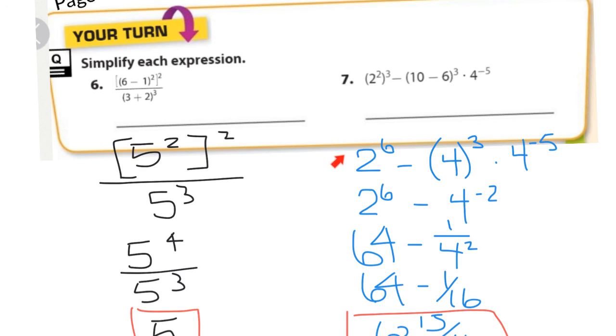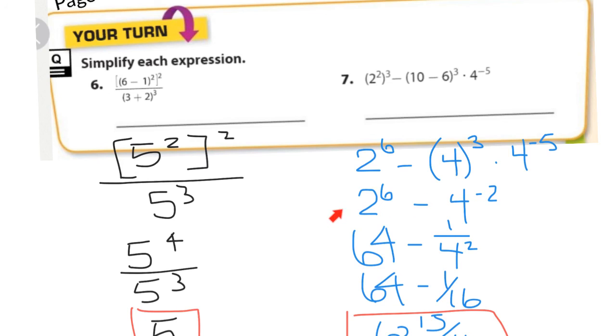Okay, 2 to the 6th power, that comes from 2 times 3. When I have 2 powers on one base, I multiply. So 2 to the 6th; 10 take away 6 is 4, and that power's 3. And then 4 to the -5th power, I just kept it the way it was. Then I have these bases the same. If I'm multiplying, I add the exponents. 3 plus -5 is -2.